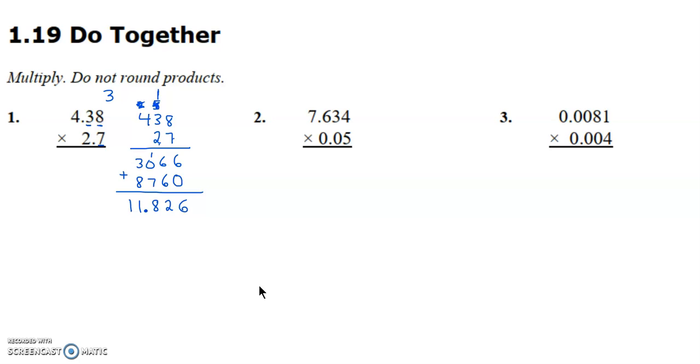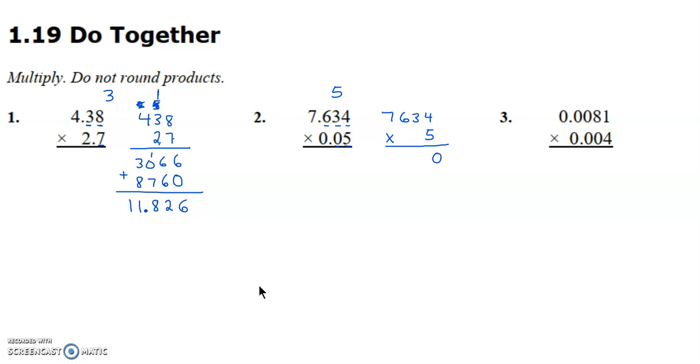For number 2, I'm going to follow the same strategy. 1, 2, 3 decimal places, 4, 5. So I'm going to write a 5 up here just for my own memory. 5 decimal places, and I'm going to go ahead and rewrite this, getting rid of those extra zeros, getting rid of the decimals, treating it like they're just whole numbers.